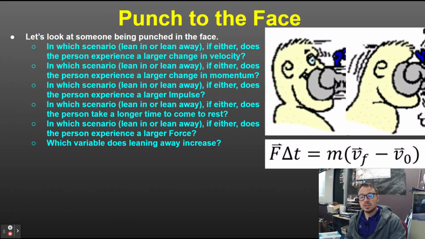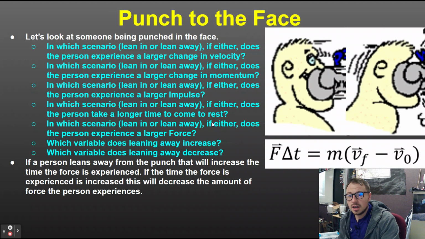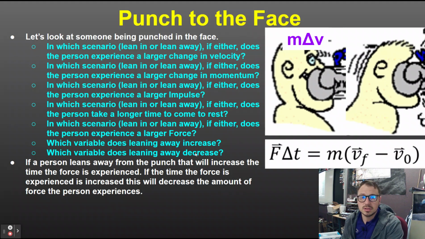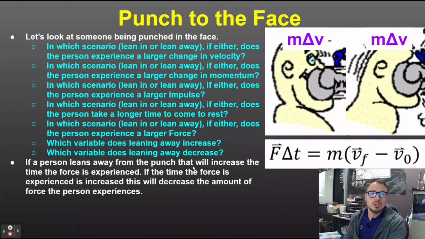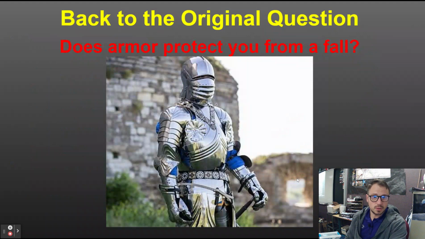That's why you would want to lean away, right? So if the person leans away from the punch, that will increase the time the force is experienced. If the time the force is experienced increases, this will decrease the amount of force the person experiences. So same result, that fist comes to rest. But what you want to do is spread the time out over a longer interval, and that decreases the force.